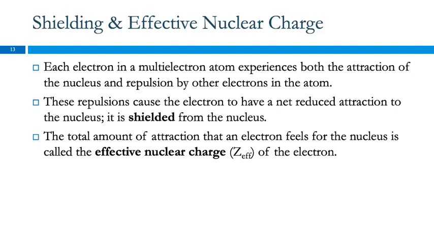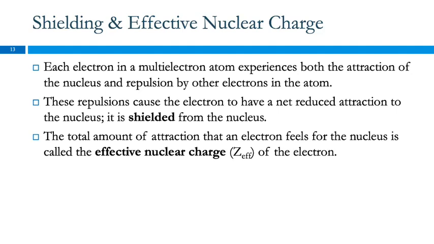So electrons have negative charges. They are going to influence each other in the atom. So we've got attraction between the nucleus and the electrons, and then we have repulsion between pairs of electrons. 2 negative electrons don't want to get too close together. So the repulsions cause a net reduced attraction to the nucleus. We say the electrons are shielded from the nucleus.